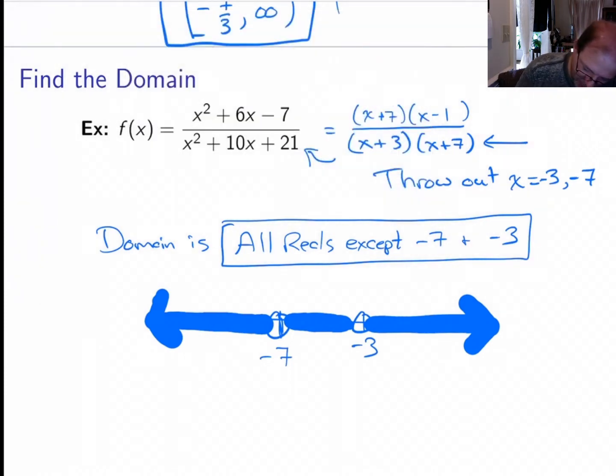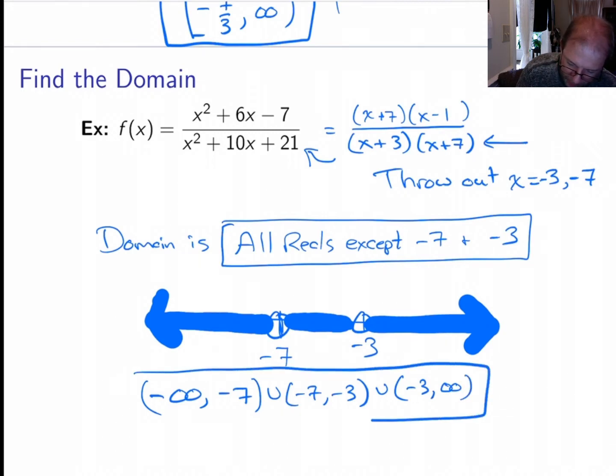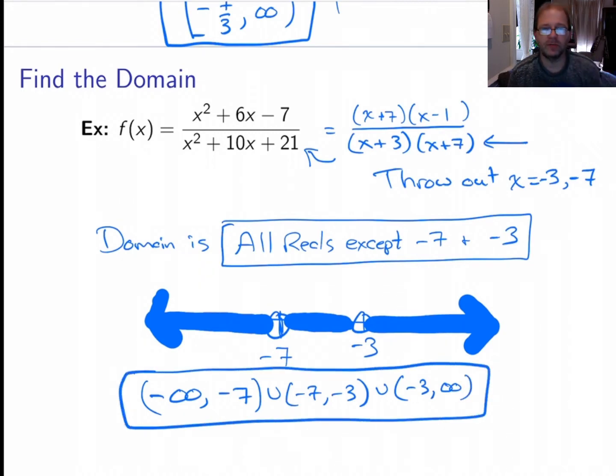All right, so we get an interval for each one of the thick places here. Everything from negative infinity to negative 7. Everything from negative 7 to negative 3. And everything from negative 3 to infinity. So either one of those is a perfectly valid way to write that domain out.